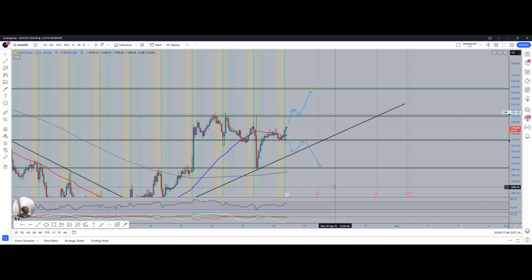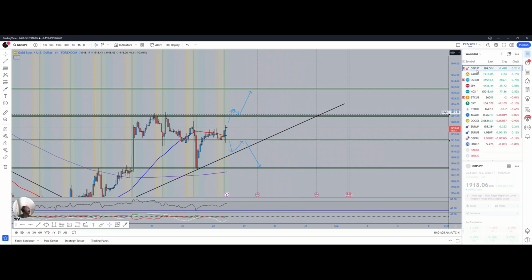So that's my markup on gold. Today is Monday, so let's see how it plays out in the next couple of days. All right, so now we're gonna go on GJ.